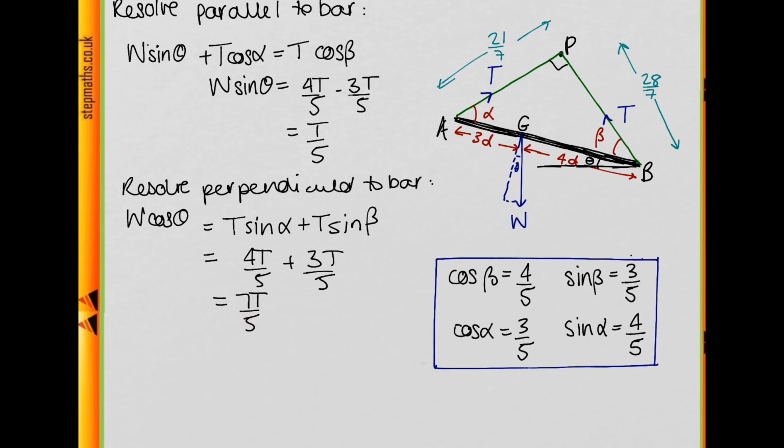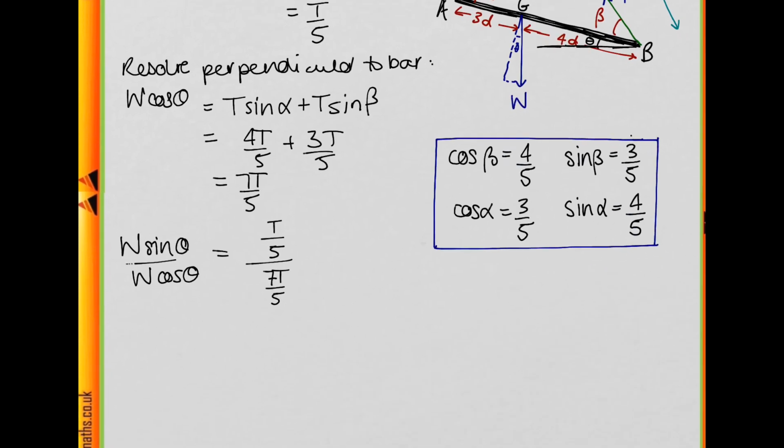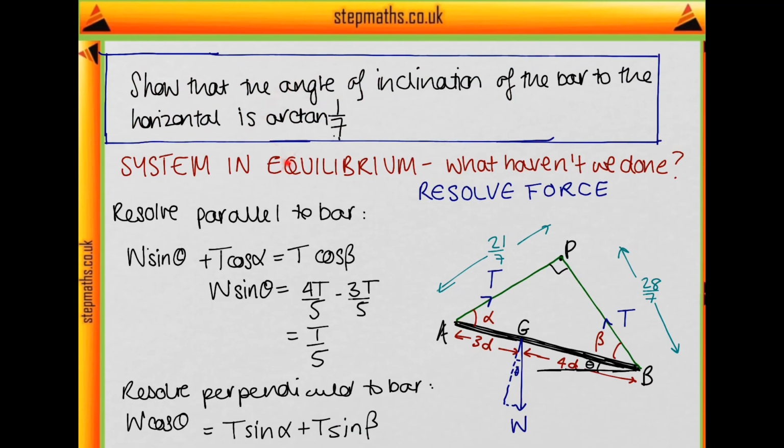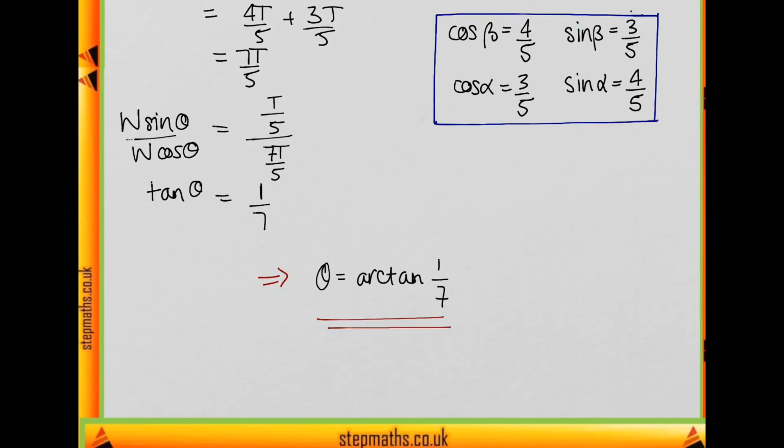Now we've got an expression for W sin theta and an expression for W cos theta. Can you think of a way to calculate tan theta from this? W sin theta over W cos theta will give us tan theta is 1 over 7. And finally, we can say that theta equals arctan 1 over 7, as mentioned in the question above. And that's the end of the question.